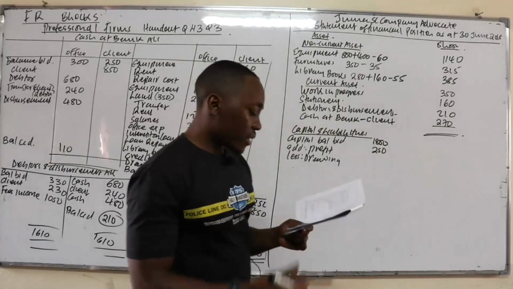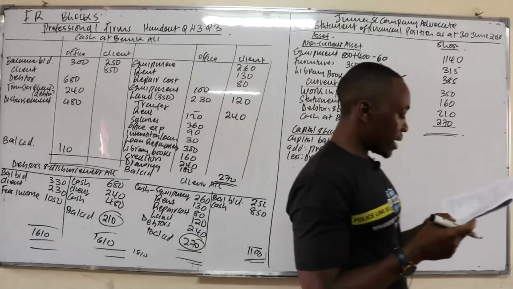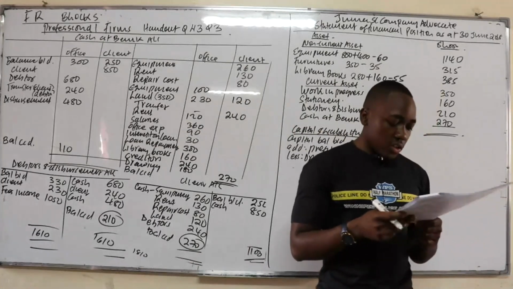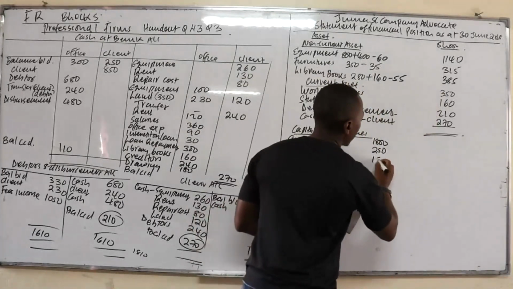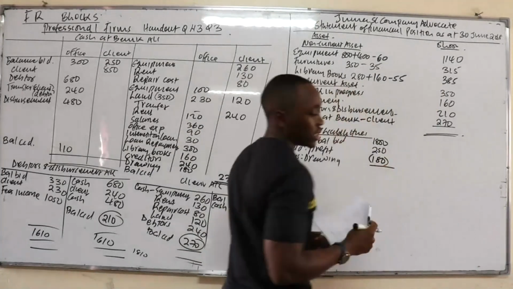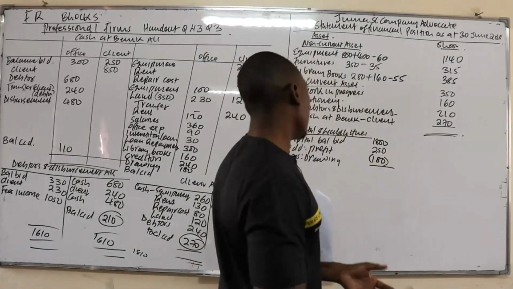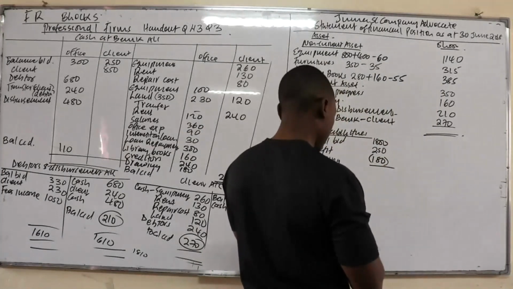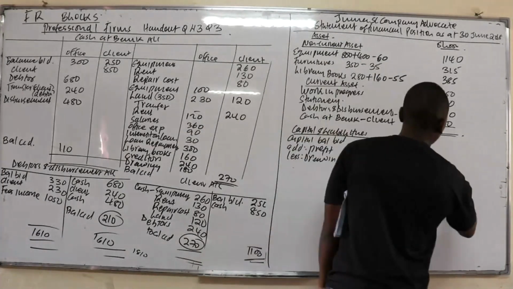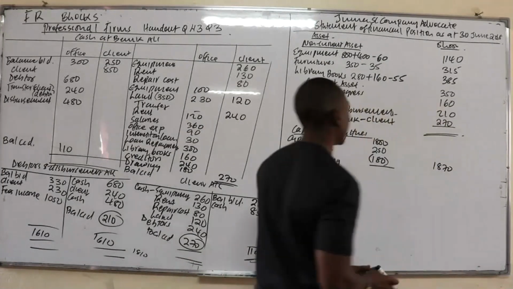And then you deduct the drawings. Note number 11. Drawing for personal use during the year amounted to 180. So they had a drawing of 180. So how much will be the net capital? So that is 2050. Deduct 180. You have 1870.